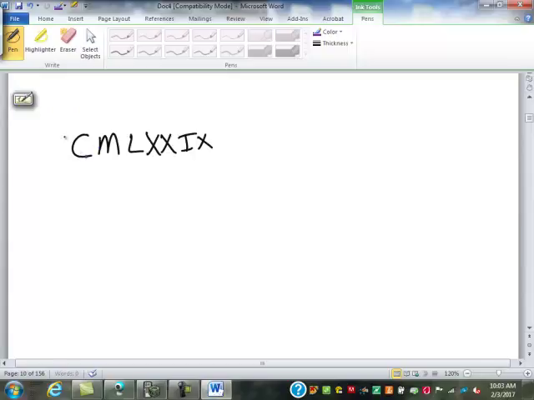So C means 100. What's M mean? 1,000. Now, since this is a smaller digit before a larger digit, I'm going to combine the two of them by subtracting. What's 1,000 minus 100? That's 900. L means 50. I look at the next one, that's a 10. So the L is larger than the one after it, so I'm just going to put down the 50.